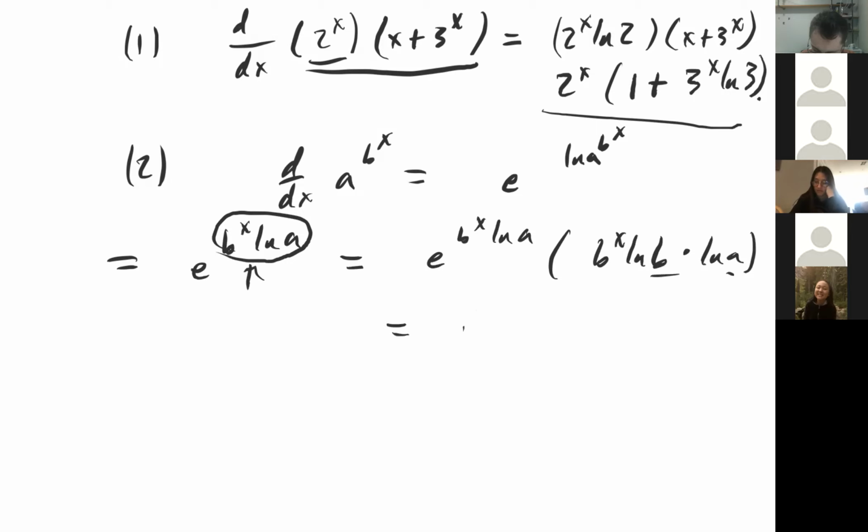This gives us a to the b to the x times b to the x times ln b times ln a. So this is a good example of why it's kind of a bad idea to memorize a formula, because if you memorize a formula for this thing, then you're able to solve the basic case where you're only raising it to 1 power, but you're not able to solve the more complicated cases, right? Like where you raise something to more powers. Okay, so is everyone happy with this?